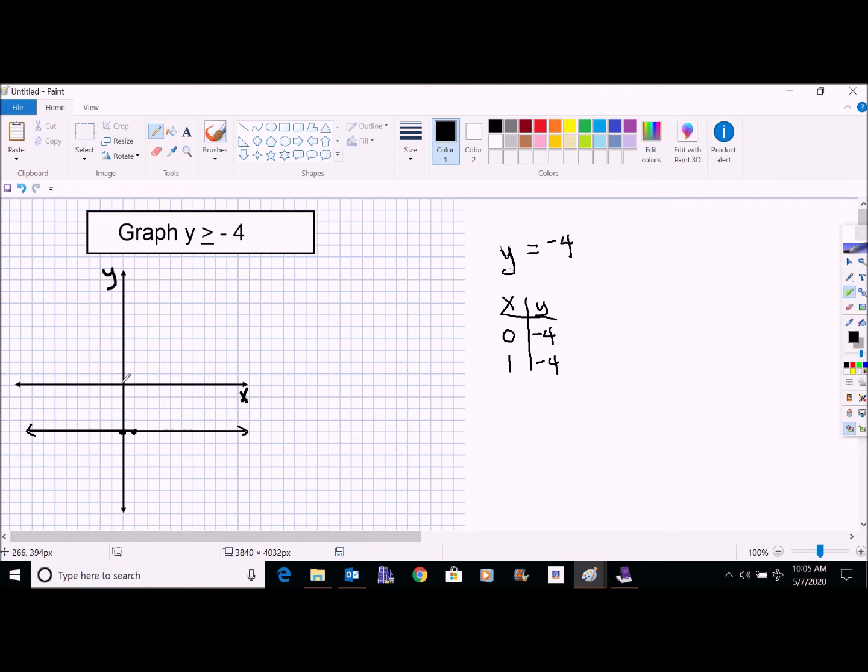-3, -2, -1, 0, 1, 2, 3. All of the y values bigger than -4 are here. Our solid line shows that or equal to. Down here where you've got -5, -6, those are not bigger, so your answer is really just up here.